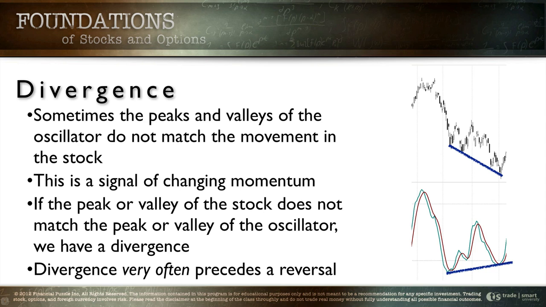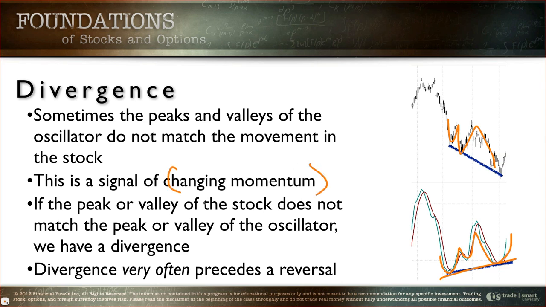Sometimes the peaks and the valleys of the oscillator do not match the movement in the stock. You can see an example of this on the right side of the screen. Notice that the valleys in this particular trade kept going lower, but the valleys of the oscillator were going higher. You see that? That is called a divergence.